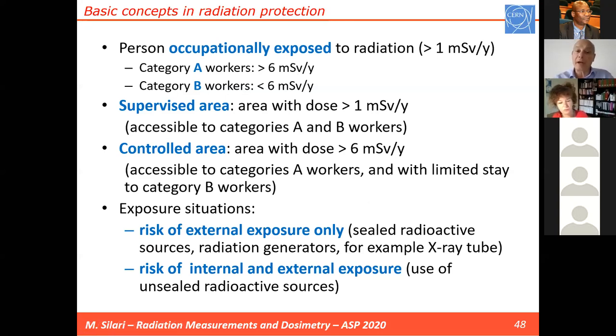You can either have a risk of external exposure only. For instance, there is a sealed radioactive source to which you can be exposed. It can be stray radiation from a particle accelerator, or radiation from a radiation generator, for example, an X-ray tube or a klystron that would emit X-rays. Or you can have the risk of both internal and external exposure. And this is the case when you use unsealed radioactive sources, or when you can be exposed to contamination risk.